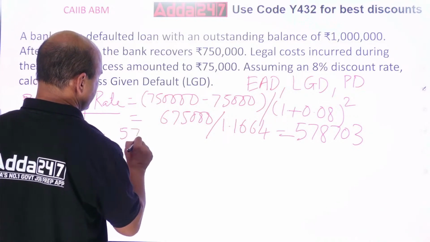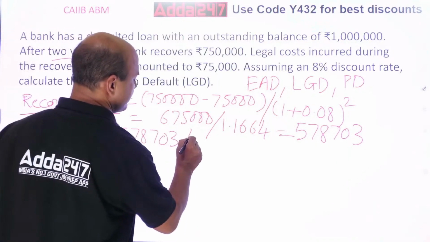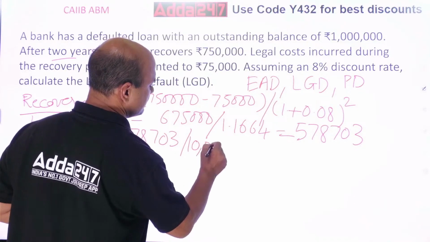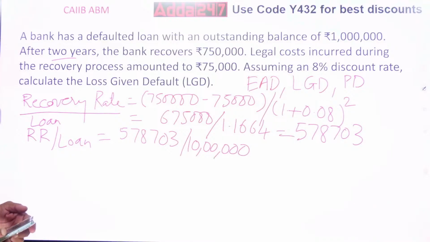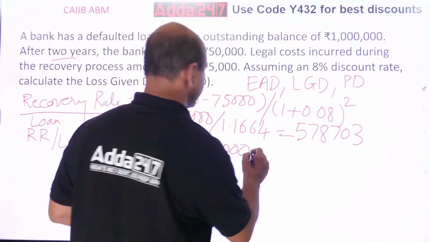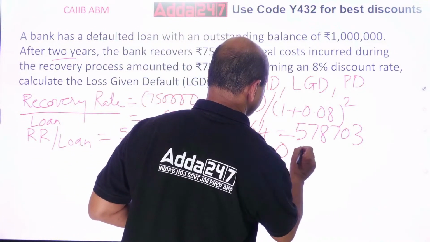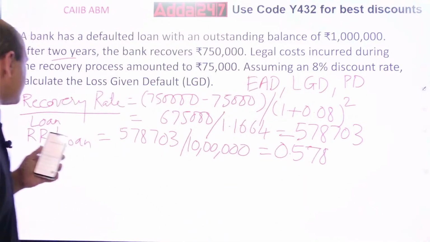578,703 upon, what is my figure? Loan amount 10 lakhs. So now calculate the answer. Recovery rate upon loan amount. So this divided by 10 lakhs, 6 zeros, right? So you get it as 0.57, right? So your recovery rate upon loan is 0.578. Okay. You can call this also recovery rate.